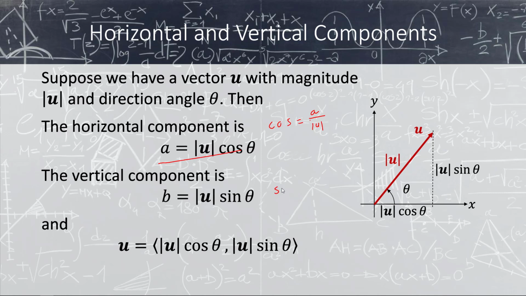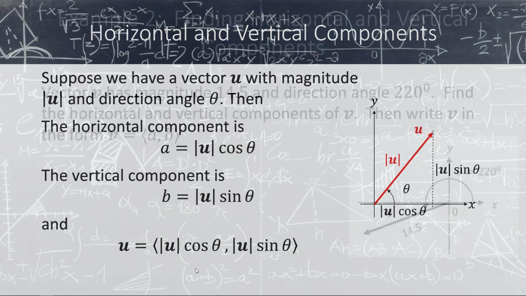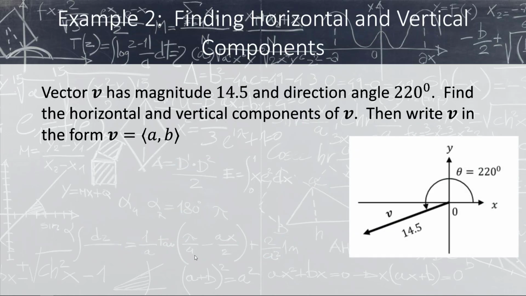Similarly, the sine of theta is going to be equal to the opposite, which is b, divided by the hypotenuse, which is the magnitude of u. And if you solve for b, you get this. So that's how you find your horizontal and vertical components. And then to express your vector in algebraic form, you just take those values and put them in this format, and you are good to go. And that is what we are going to do here.